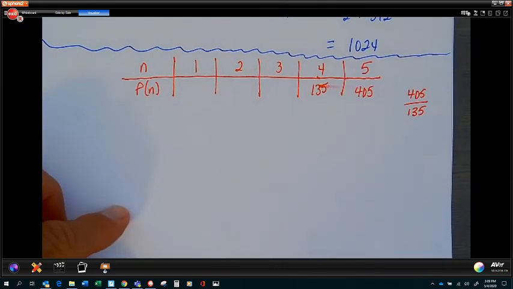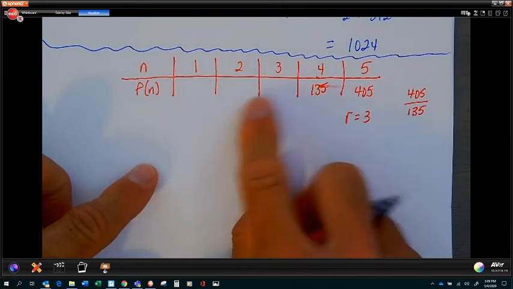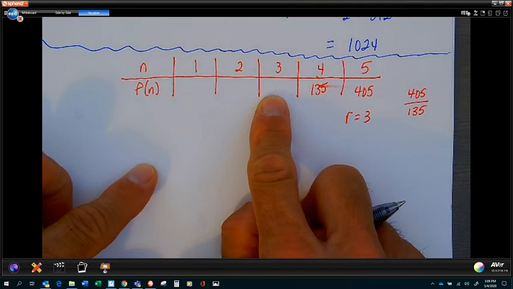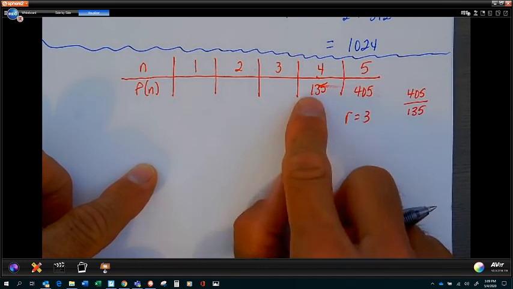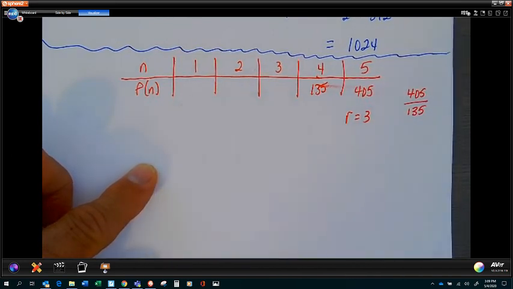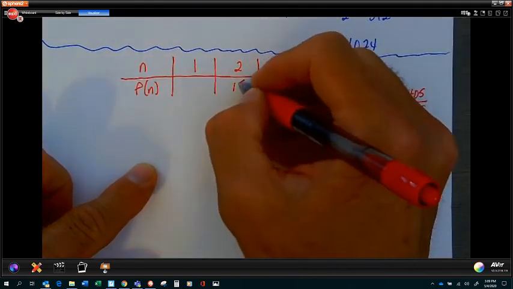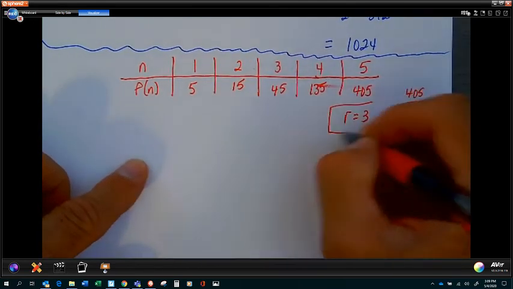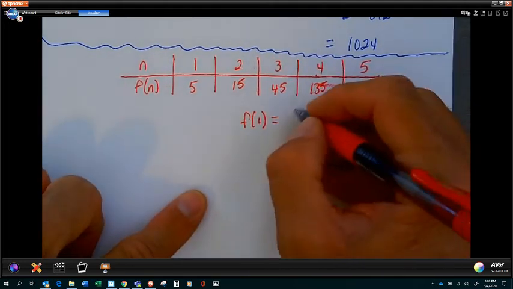So now we take 405 and divide it by 135, and we have our common ratio of 3. So we know that this gets multiplied by 3 every time. Well, if I'm moving to the left, I'm technically dividing by 3. Now remember, our common ratio is going to be multiplying by 3, but to figure this out and create the puzzle, I need to divide by 3. So 135 divided by 3 is going to give me 45. And 45 divided by 3 is going to give me 15. And 15 divided by 3 is going to give me 5. Now I have my pieces of information. I've got r equals 3, and I have my f of 1, my first term, which equals 5.